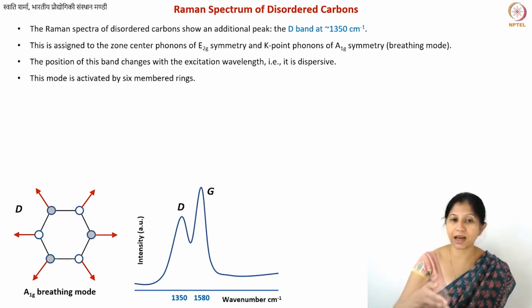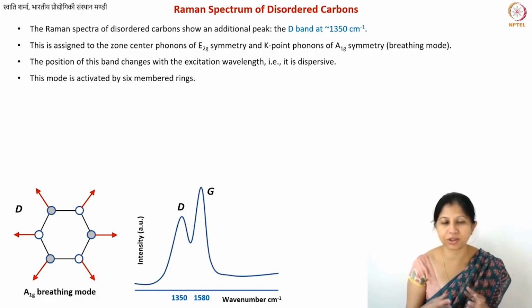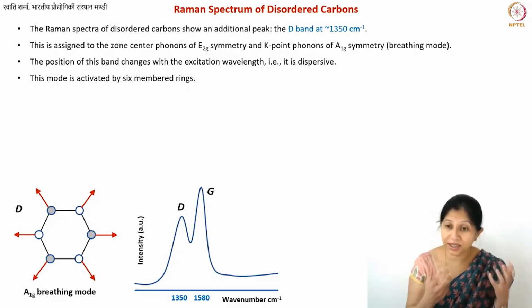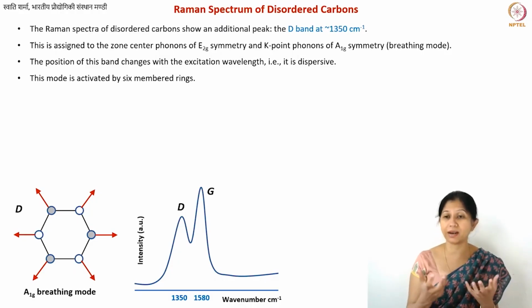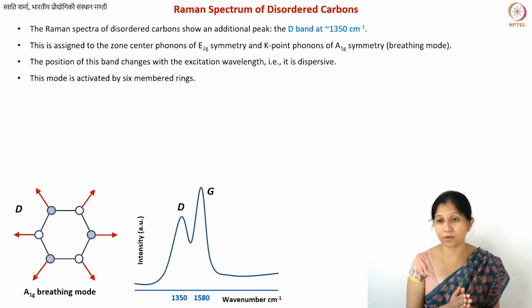So D band and G band are often merged. This spectrum could be of a glass-like carbon. This could also be of an activated carbon or porous carbon, or even diamond-like carbon films can give you this kind of spectrum.